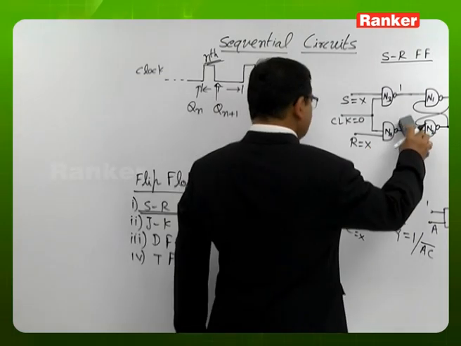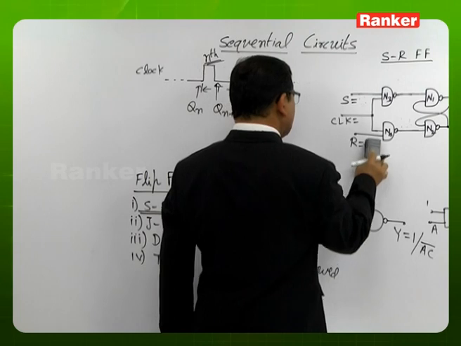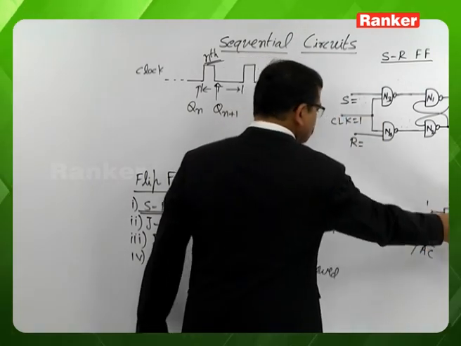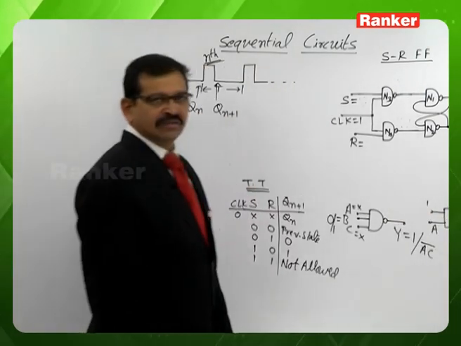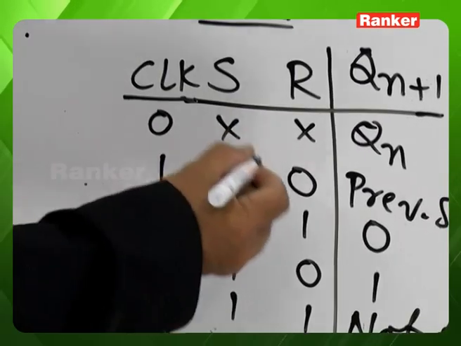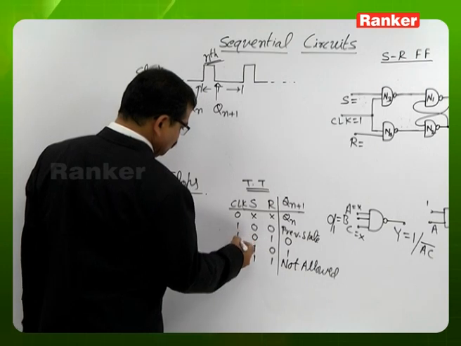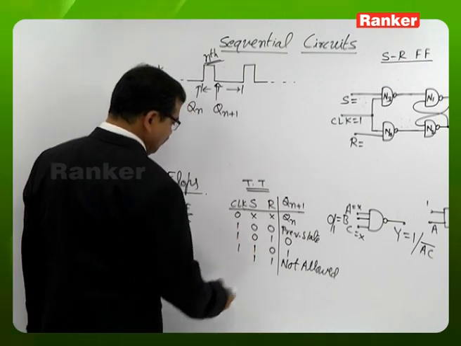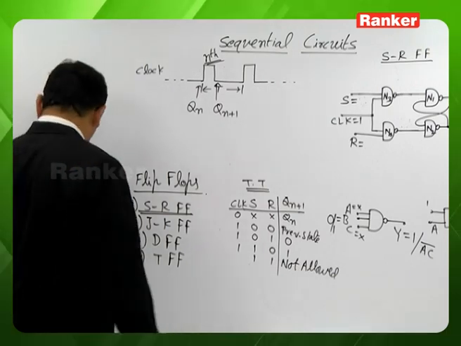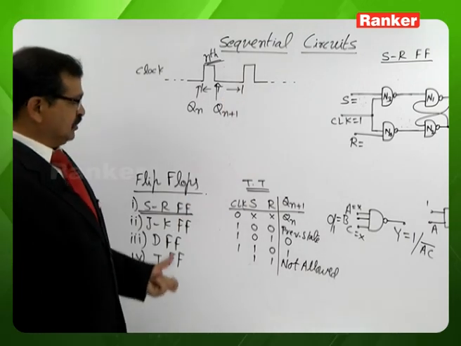And as and when the clock is 1, as and when one of the inputs of the AND gate is 1, then the AND gate output depends upon the second input. With this knowledge, whenever the clock is 1, with 0, 0, it is the same as the previous state. With 0, 1, it is 0. With 1, 0, it is 1. Anyway, this 1, 1 is not allowed. So this is the truth table we can read with this clock incorporation in the circuit.